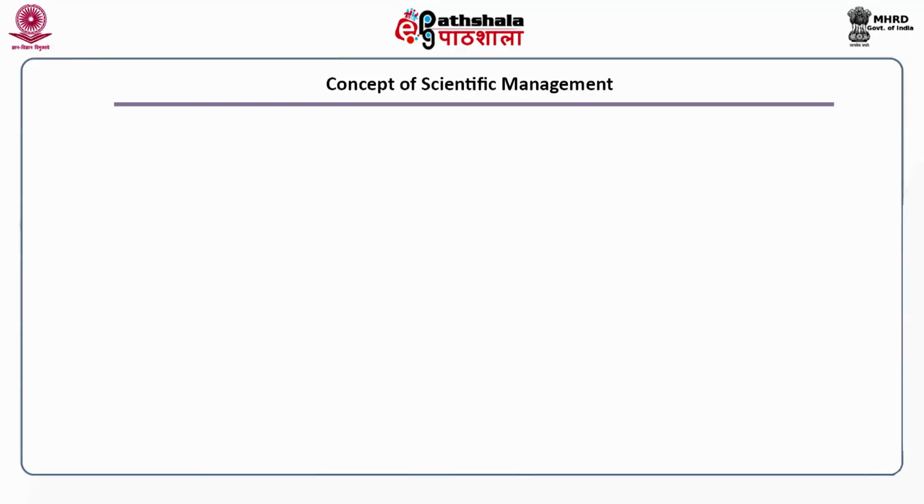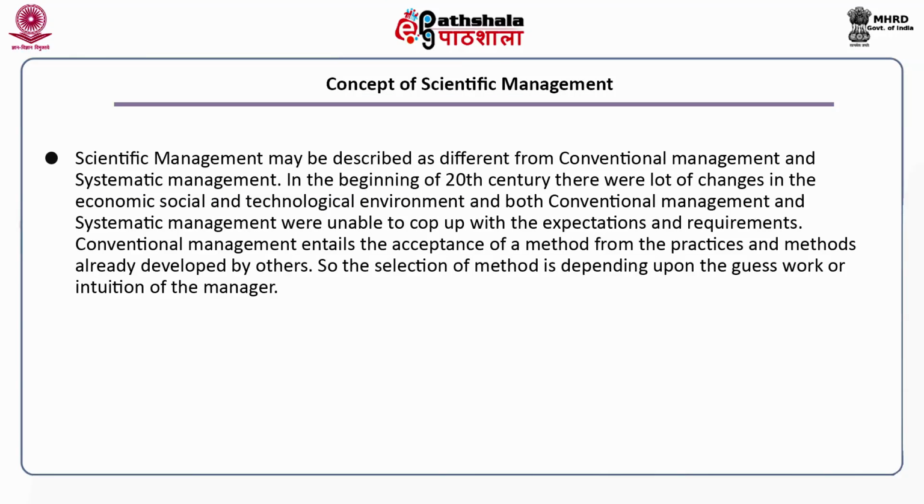Concept of scientific management. Scientific management may be described as different from conventional management and systematic management. In the beginning of the 20th century, there were a lot of changes in the economic, social and technological environment, and both conventional management and systematic management were unable to cope with the expectations and requirements.